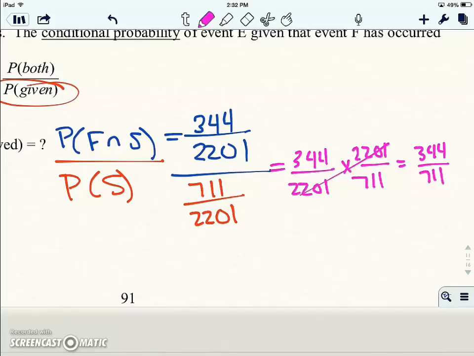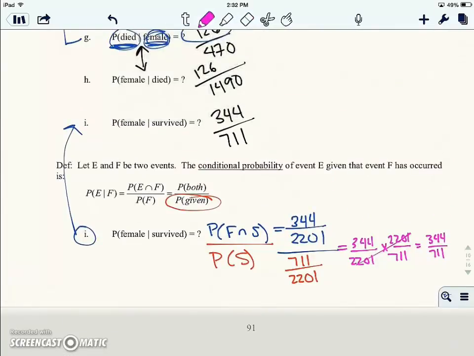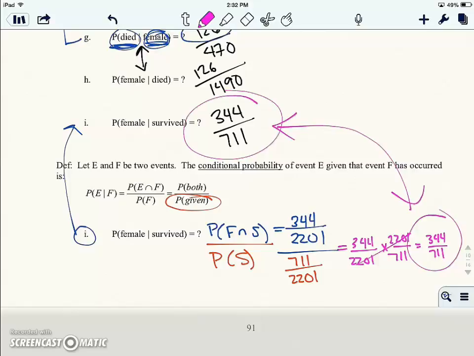This formula is good when you don't have a table, but when you have a table, it's just as easy to do what we did, which was look at the table and look at the marginal totals and use that to get our new denominator and numerator. This will be continued on another video.